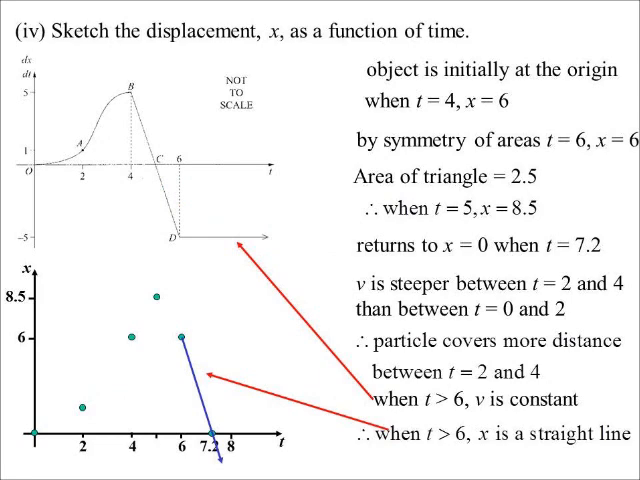Now, we know that when t is greater than 6, velocity is a constant. Well, if velocity was a constant, it must have come from a straight line, some oblique line. Okay, so I've drawn in the first part of my graph. That is going to be an oblique line joining up these 2 points that I knew. There's the rest of my graph.